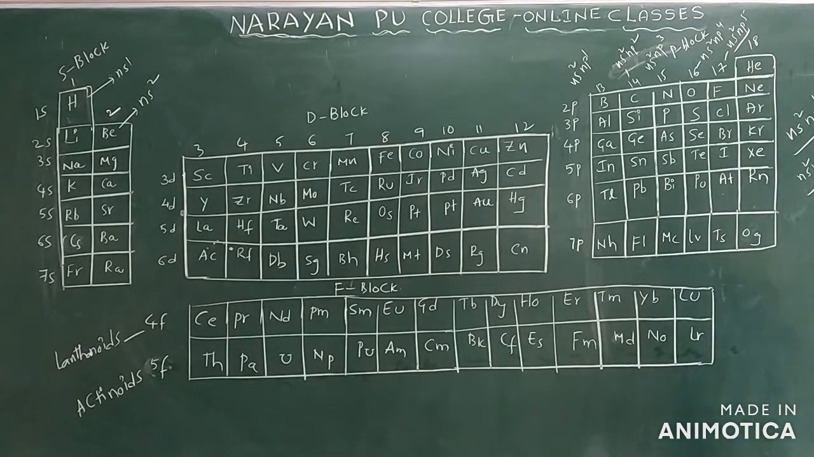Last one you can see, that is 8th A group elements, or we are calling it 18 group elements only: helium, neon, argon, krypton, xenon, radon, and oganesson only. All these are called what? 18 group elements only. So from helium to oganesson you can take, or helium to radon also you can take. What is the configuration here?